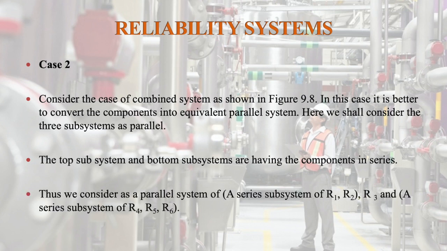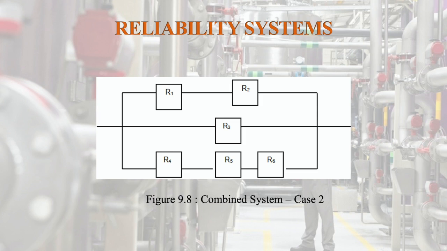Thus, we consider a parallel system of a series subsystem of R1 and R2, then R3, and a series subsystem of R4, R5 and R6. So this is the combined system. The top two are in series and the bottom three are also in series. Then we have to find the two series systems, and later the three will be converted to a parallel system.